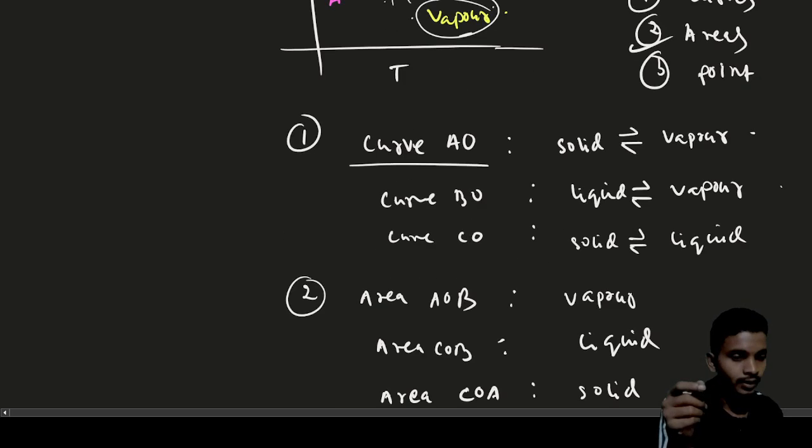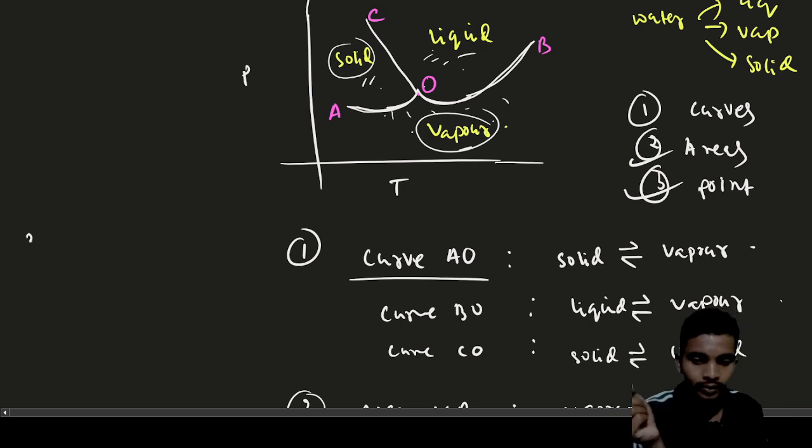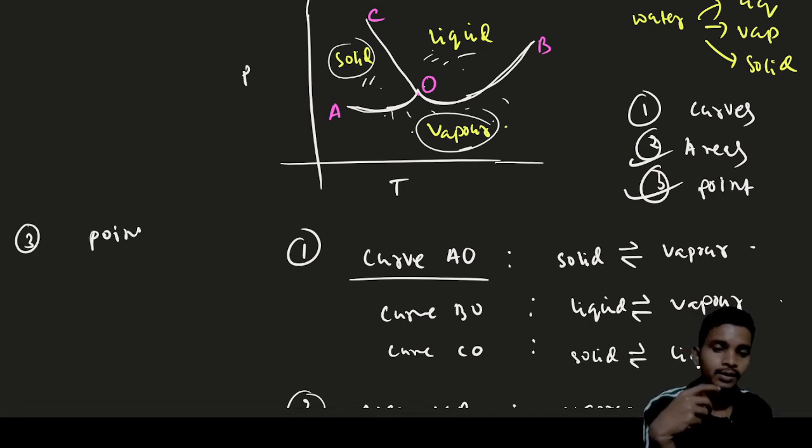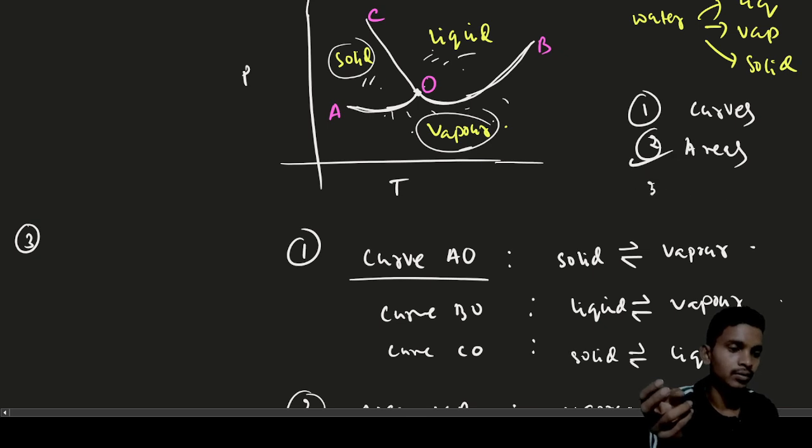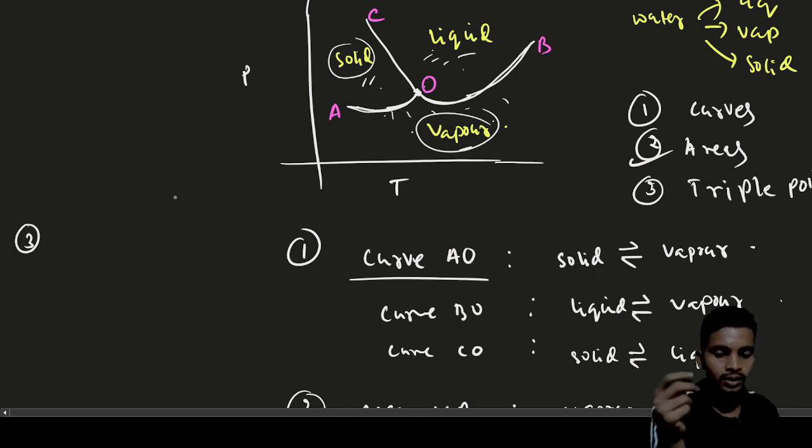Okay, the third point we will discuss is the point O. This is not a point we will discuss, this is the triple point, which means this curve also meets here, this curve also meets here, this curve also meets here. So it is a triple point. I will write that: triple point. So the triple point here is O.